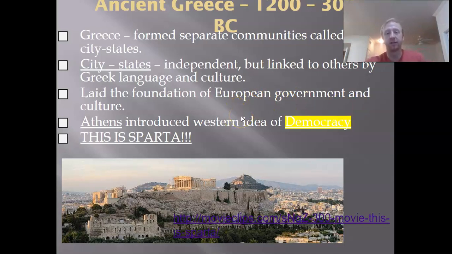Athens introduced the Western idea of democracy. As you guys know, the way democracy works is everybody gets one vote in how things are going to work, right? It's not a dictatorship, like you see in other countries and ancient civilizations before Greece. So the idea of democracy has been around for thousands of years. America is just kind of the first one to make it really stick and work.